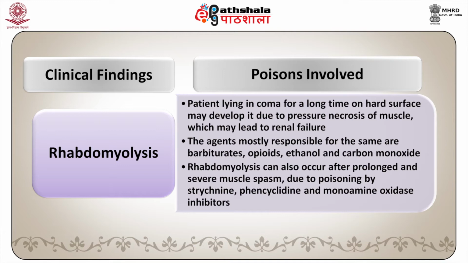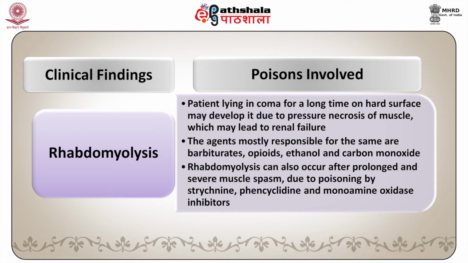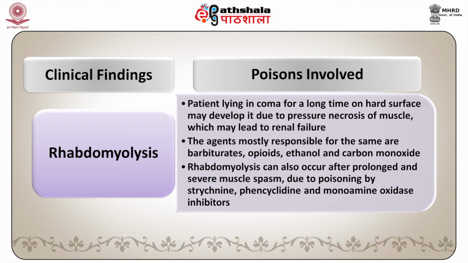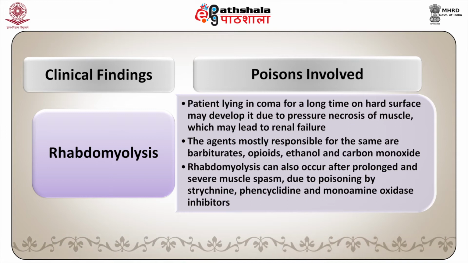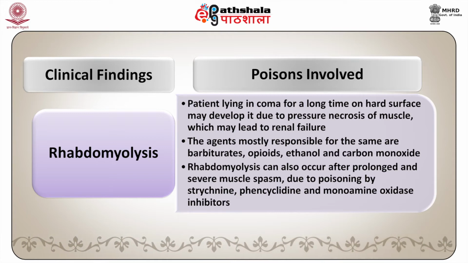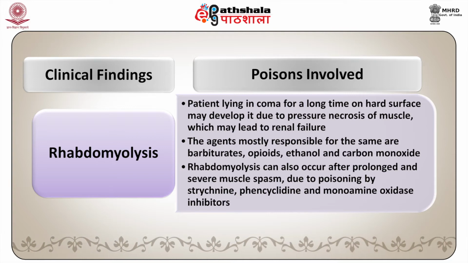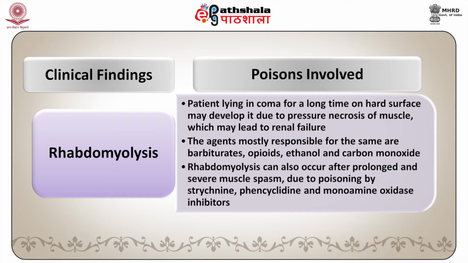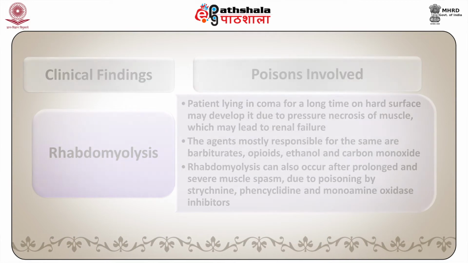Next is rhabdomyolysis. A patient lying in coma for a long time on a hard surface may develop it due to pressure necrosis of the muscles, which may lead to renal failure subsequently. The agents mostly responsible for this are barbiturates, opioids, ethanol and carbon monoxide. Rhabdomyolysis can also occur after prolonged and severe muscle spasm due to poisoning by strychnine, phencyclidine and monoamine oxidase inhibitors.